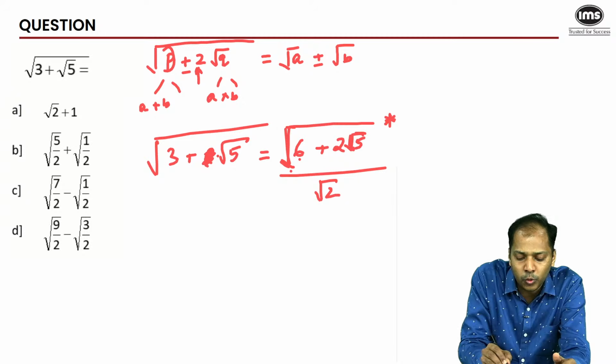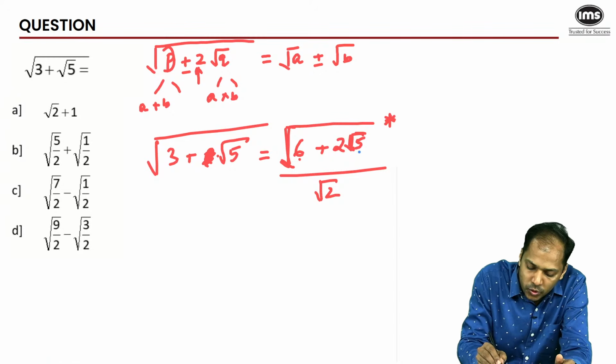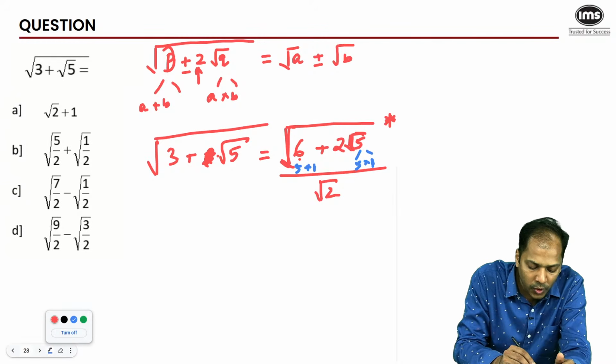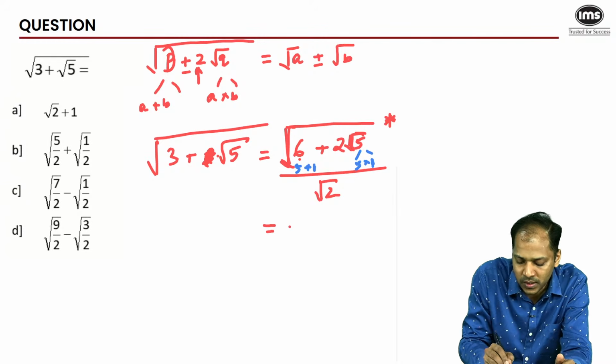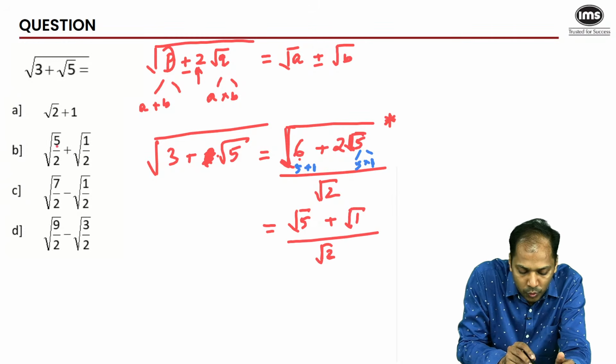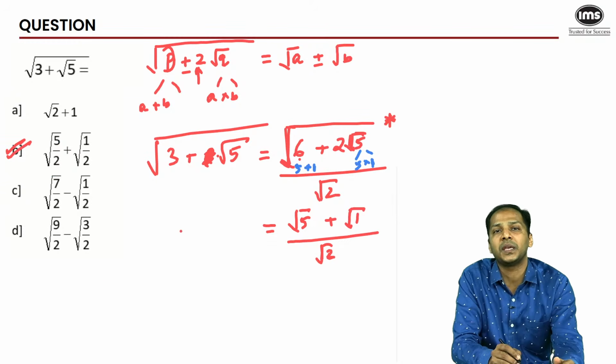Can you split 6 into two numbers, addition of two numbers whose multiplication is 5? Absolutely yes. So basically 5 into 1 and 5 plus 1. If you were able to get this split, you've got your answer. So therefore the answer to this question is under root 5 plus under root 1, the whole divided by root 2. Or which is nothing but root 5 by 2 plus root 1 by 2. The answer to this question is option B.